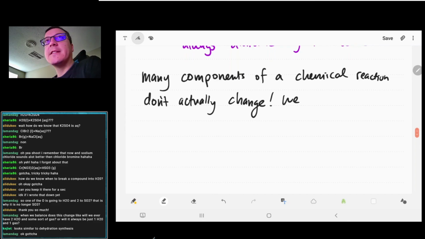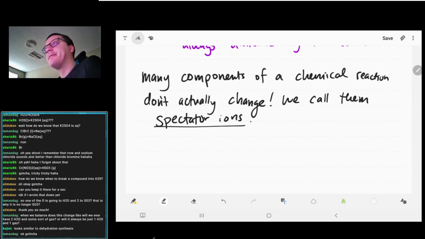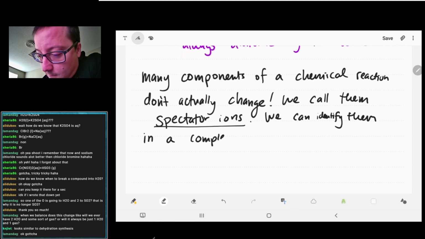So it turns out that a bunch of the components of a reaction may not actually be participating at all in the chemical reaction, and they're just kind of there to charge balance things. And we call them spectators, or more commonly spectator ions. We can see them, or let's say identify them, in what is called a complete ionic equation.